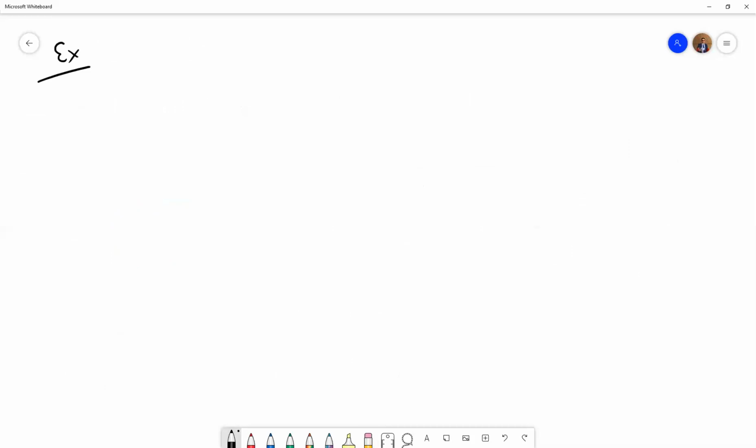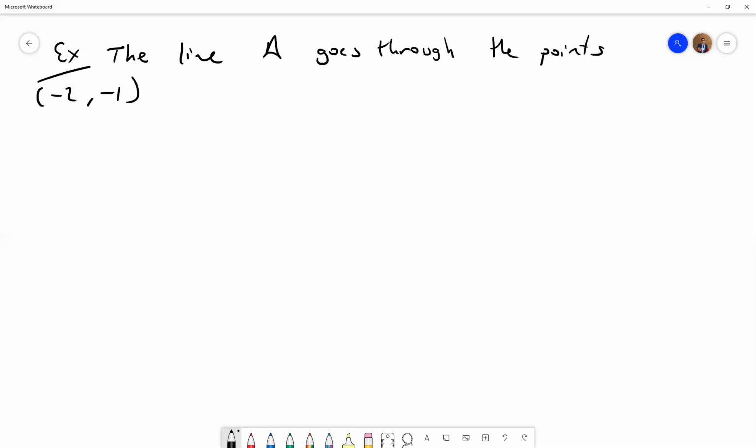These are the questions for your studying, so it's okay to find different types of questions. The line A goes through the points (-2, -1) and (3, 4), where 3 is the abscissa and 4 is the ordinate.